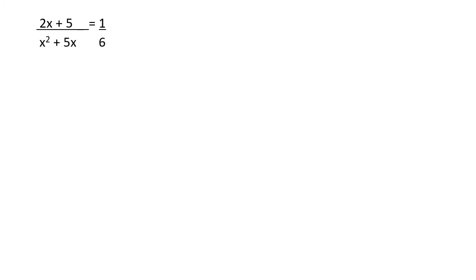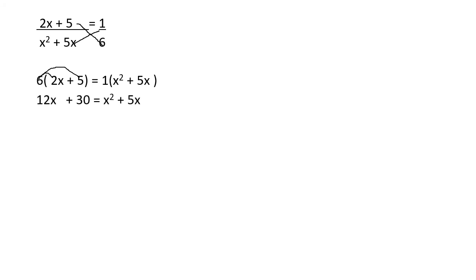So I've written this again. Now we are going to again cross multiply this. So 6 into 2x plus 5 is equal to 1 into x square plus 5x. Open the brackets. 6 into 2 will be 12. 6 5s are 30. Yeah. 1 into x square will be x square and 1 into 5x will be 5x.